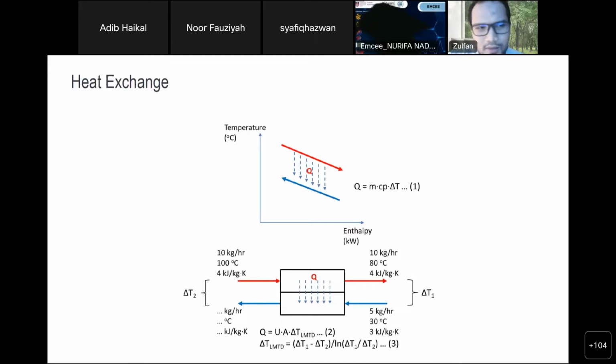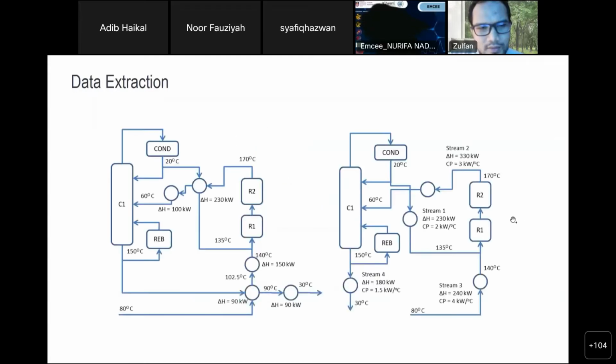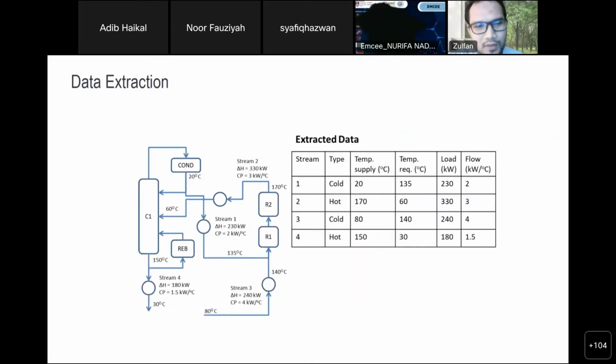I will skip this. I think you know about heat exchange. I'll skip this. Go on. Data extractions. Again, I will skip this as well because I think you know by now how to select which streams to use. Yeah. So I'll quickly say: a hot stream is a stream that needs to be cooled down, and a cold stream is a stream that needs to be heated up. So identify the streams. Right. You get your data complete, and then you can fill in this kind of data extraction table.